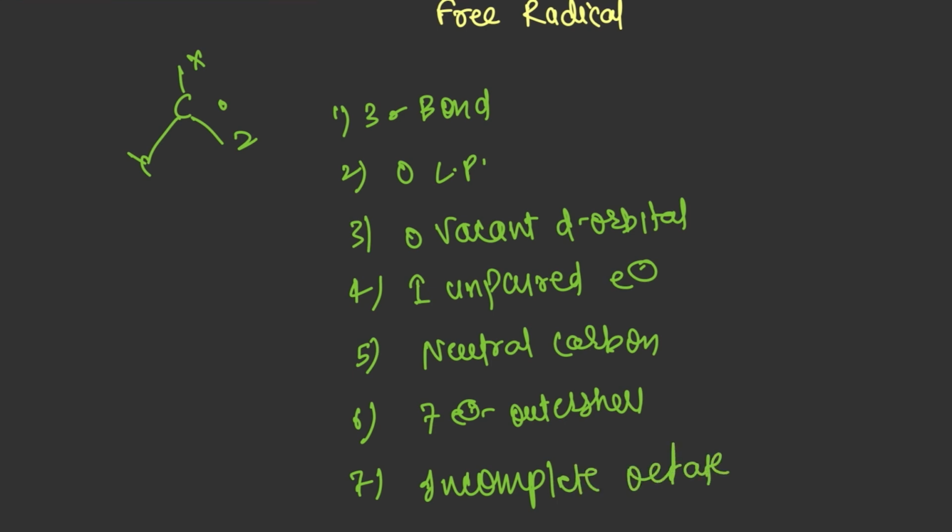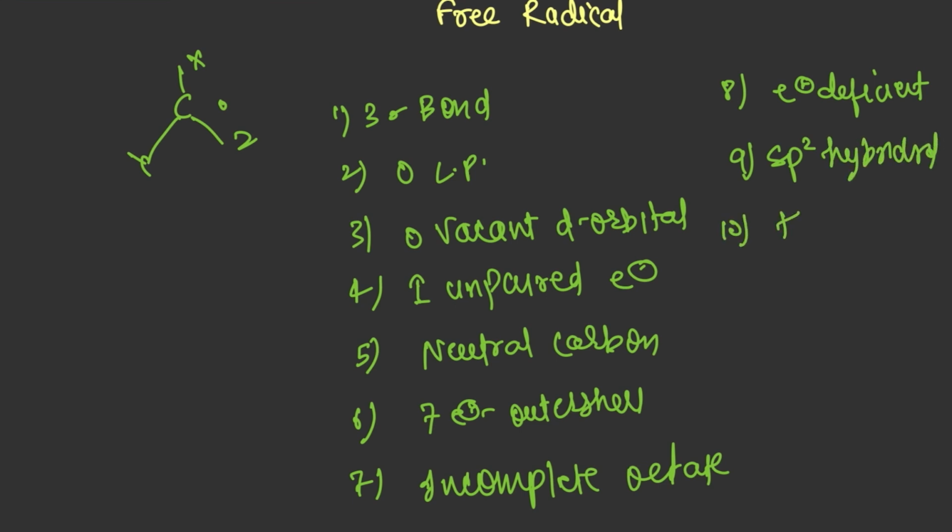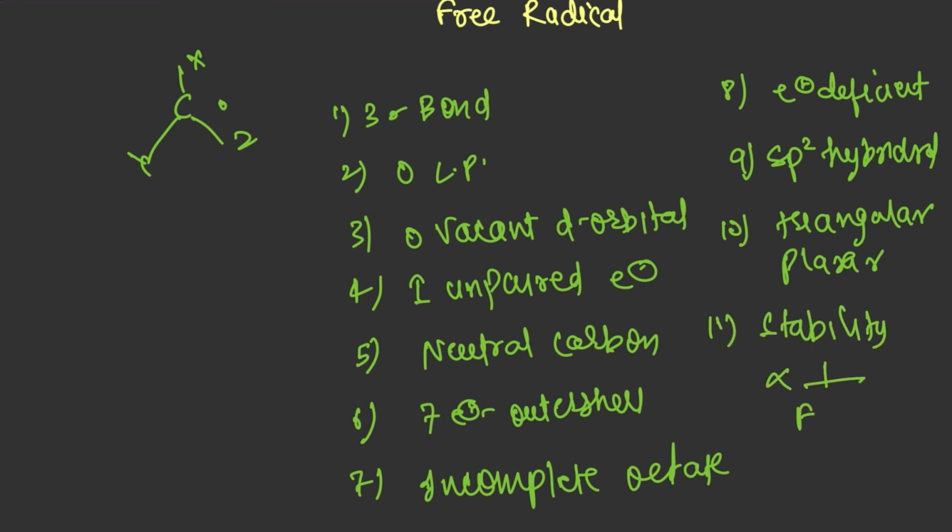Eighth, it is electron deficient. Ninth, it is sp2 hybridized. And 10th, it is triangular planar. And 11th, stability is inversely proportional to the electron withdrawing group. So its stability is inversely proportional to the electron withdrawing group. These are all the properties we know about the free radical.